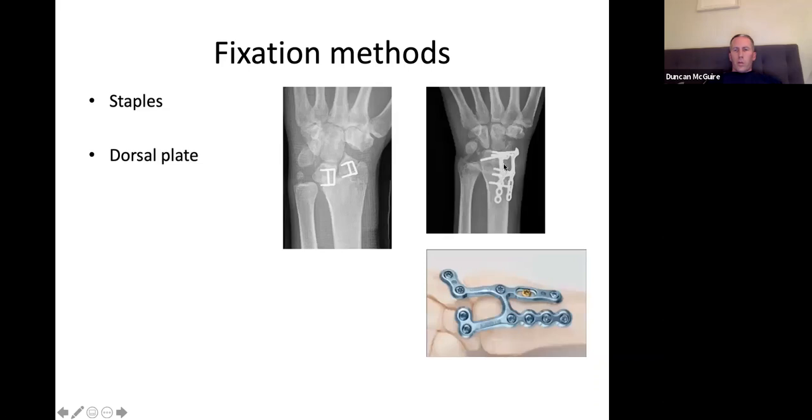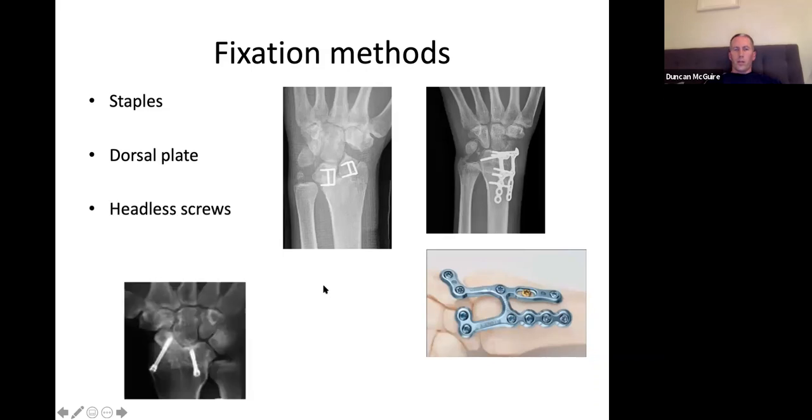I have used dorsal plates before, but usually I use those in cases where the anatomy is quite distorted. So in bad distal radius fractures where the distal radius is very odd. Sometimes you have a large overhanging lip and the staples won't get down onto the scaphoid and the lunate. So that would be the option in those cases.